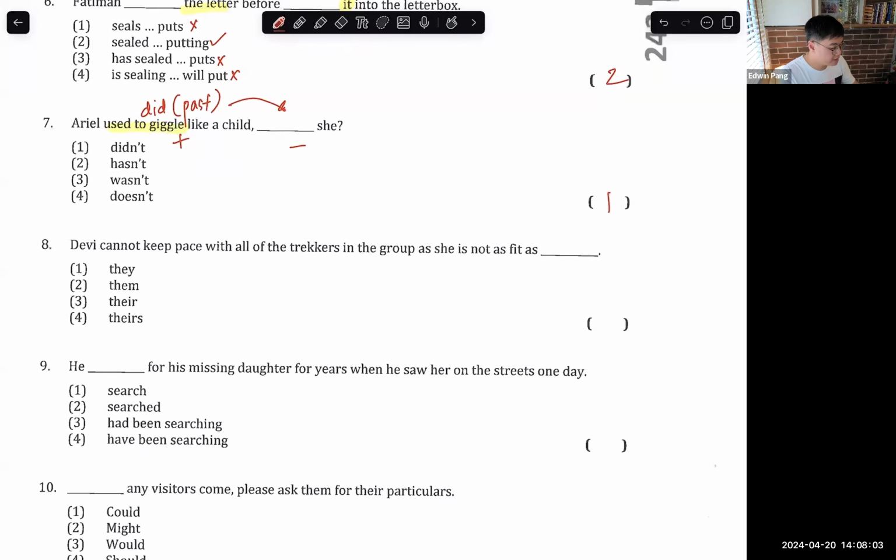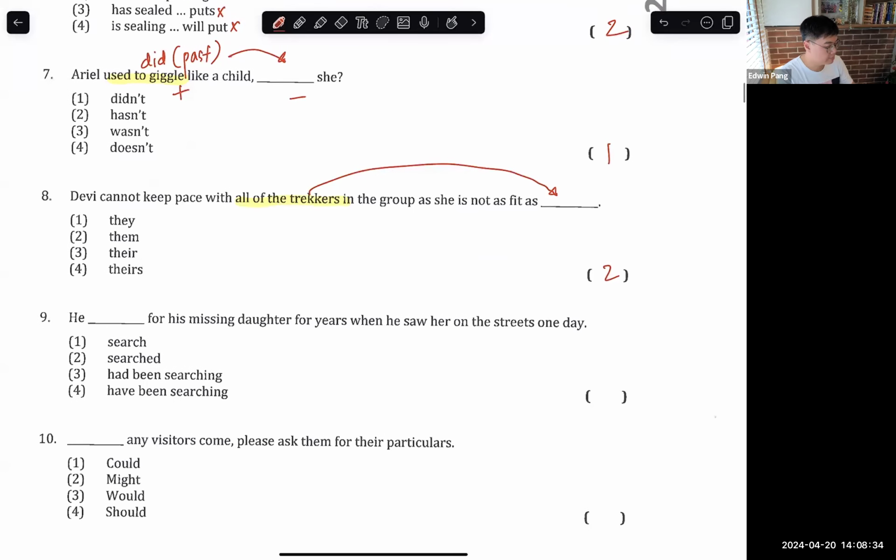Number 8, Debbie cannot keep pace with all of the trackers as she is not as fit. All of the trackers, therefore this is a pronoun that replaces all of the trackers, so it must be as fit as them. This is an object pronoun, because I'm referring to them. They are not the subject, they are the object of the sentence. So this is an object pronoun.